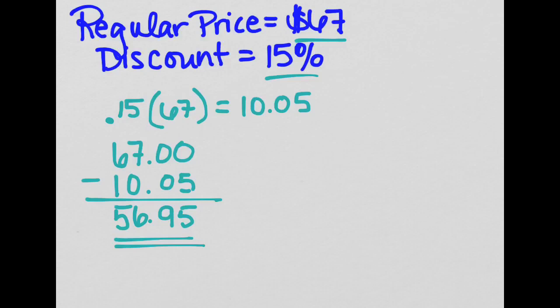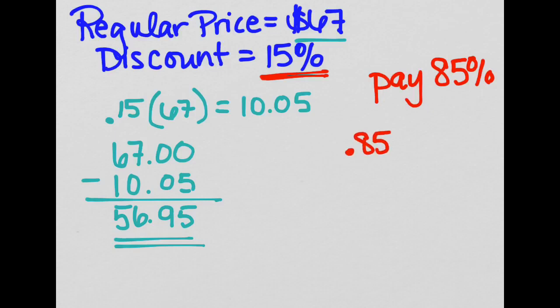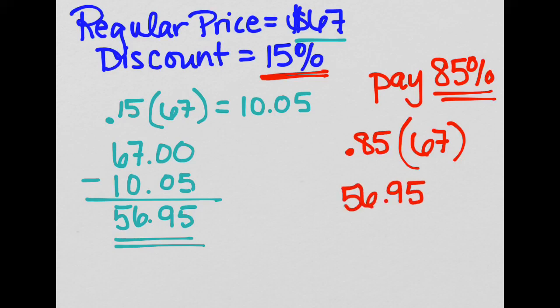Again, I can do this the second way where I say, okay, if I'm getting a 15% discount, I actually pay 85%. So this is just a second way of finding the same exact answer. If my discount is 15%, I pay 85%. I take the 100 minus 15 to be able to find that out. And then I do 0.85 because that's my percentage as a decimal times what I'm paying. So 0.85 times 67 equals 56.95. Again, I should have gotten that same answer.